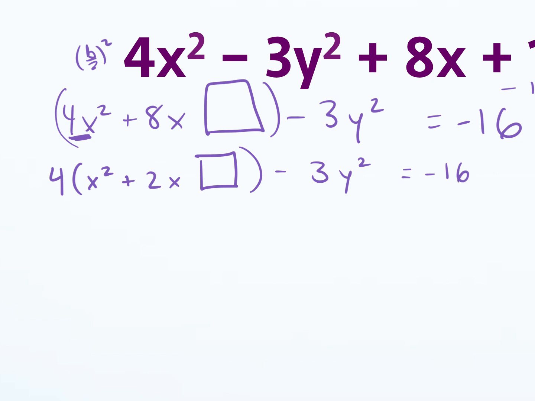Now what's my b? 2. So I have 2 over 2 squared, because it's b over 2 squared. So that'd be 1 squared. And what's 1 squared? 1. So I'm adding 1, but I'm not just adding 1. What do I have to do to that 1? Multiply it by 4. So I'm technically adding 4 here. So if I'm adding 4 on the left side, what else do I have to do? Add it to the right side too.